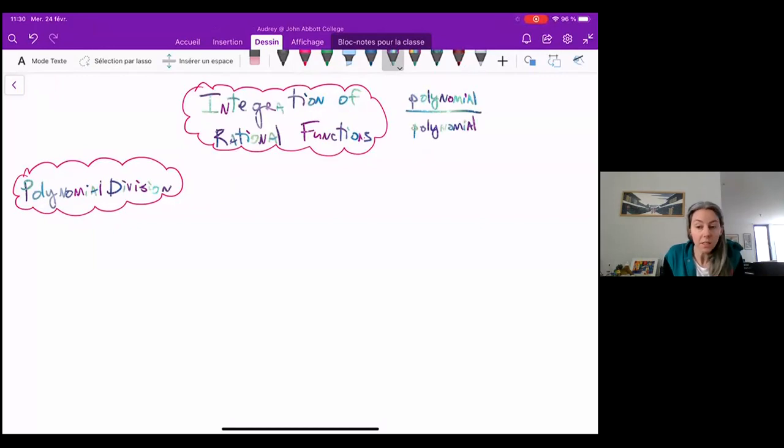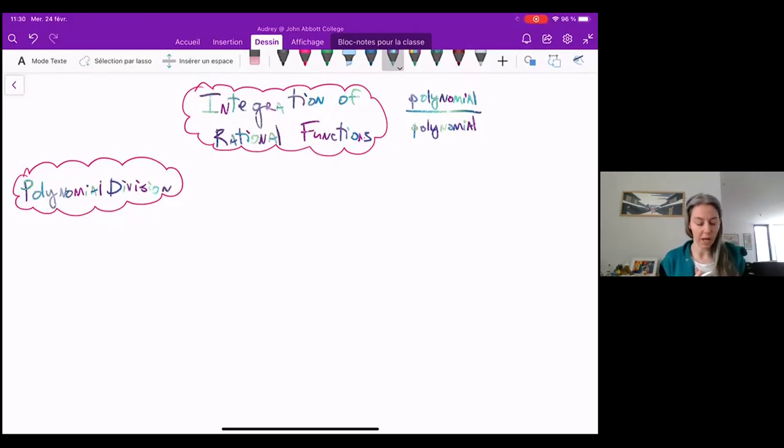So like a constant could be considered a polynomial. X to the fifth plus 7x squared is a polynomial. But the square root of x has a fractional power, so that is not a polynomial. 1 over x, that's x to the negative 1, that has a negative power, so that's not a polynomial. Okay, so rational functions are polynomial over polynomial.